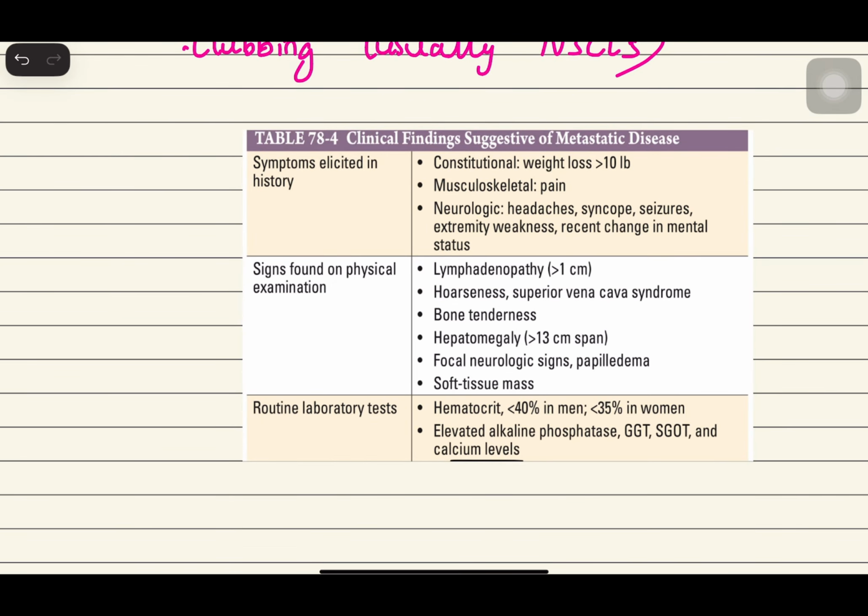Now we will look into clinical findings suggestive of metastatic disease. Basically, symptoms elicited in history are constitutional weight loss greater than 10 lb, and musculoskeletal pain.